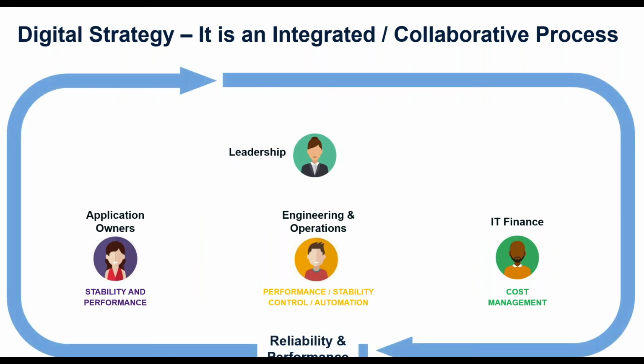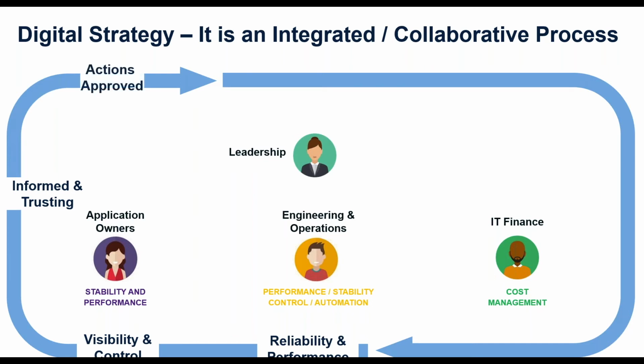So we need to make sure that the environment is reliable and applications are performing well. Application owners need to be included. They need to understand what is happening, so they need the visibility and control. That allows them to be informed, allows them to trust the information that's coming out from the environment, the recommendations, and then to approve the actions.